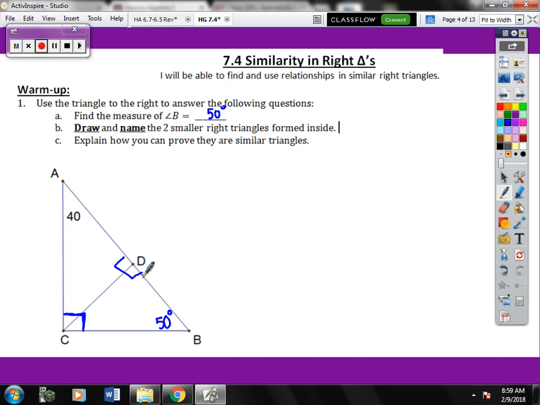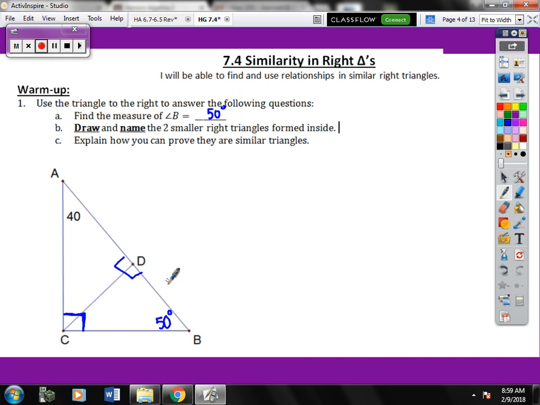What is CD? What is segment CD in the picture? Is that a mid-segment, an angle bisector, a perpendicular bisector, an altitude, a median? Not necessarily. We don't know these are congruent. If we knew they were congruent, then we would know. Perpendicular bisector, remember, did two things. Joseph? Again, we don't know it's a midpoint.